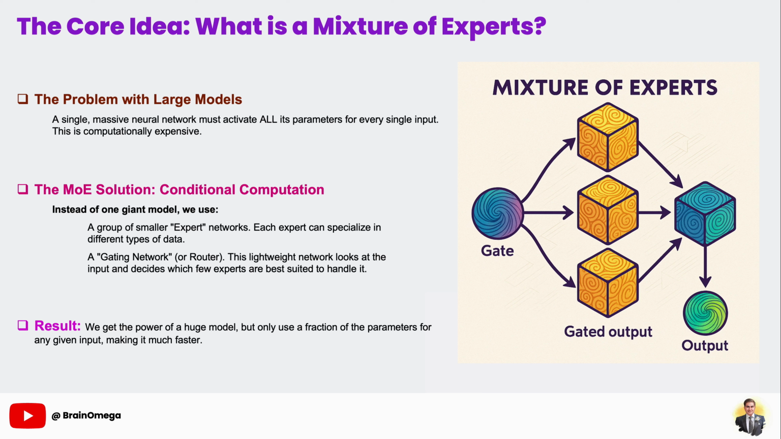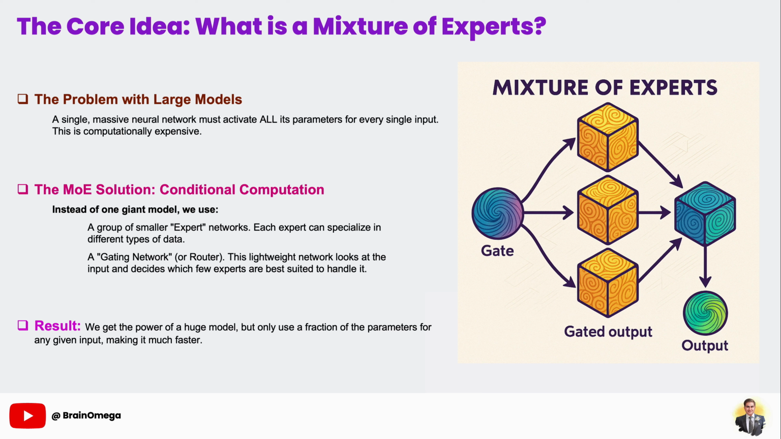So, what exactly is a mixture of experts, and why is it so important? Imagine a giant monolithic neural network. To process any input, whether it's simple or complex, the entire network has to be activated. All those billions of parameters are used every single time, which is incredibly inefficient. The mixture of experts model proposes a smarter way. Instead of one giant network, we have a collection of smaller, specialized networks called experts. Then, we have a lightweight gating network that acts like a router.